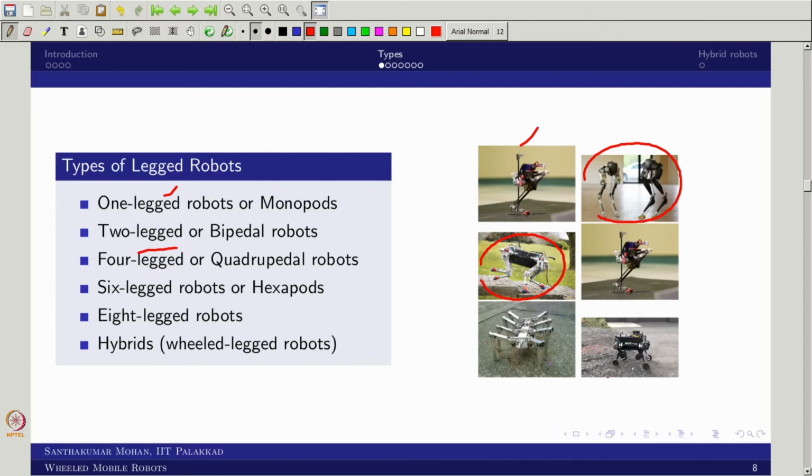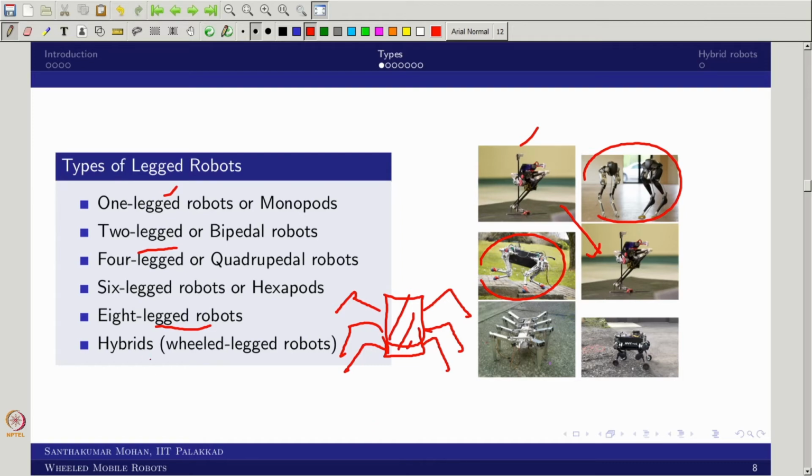Then you can see the 8 leg, and the 6 leg is another one, which we call hexapod. So for example, this is what you can call. It has 6 legs, so it is called hexapod, right? Now you can see 8 legs, all those things.